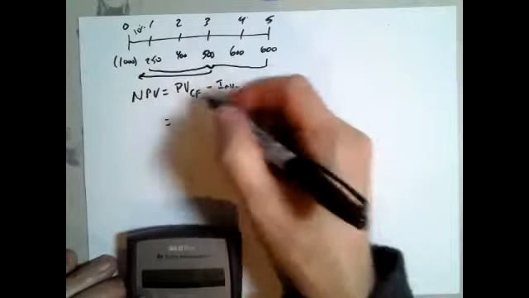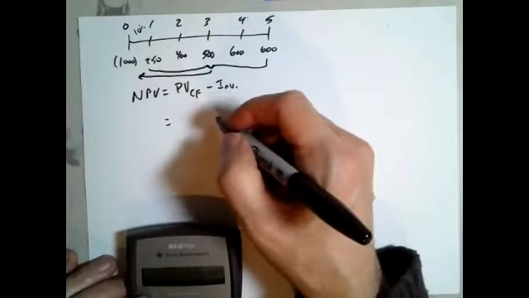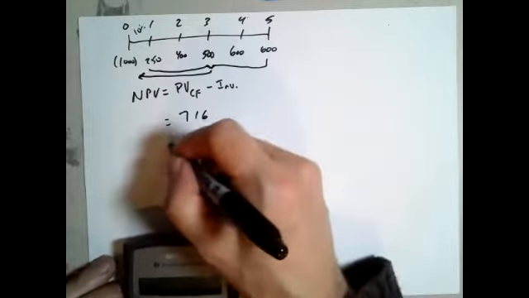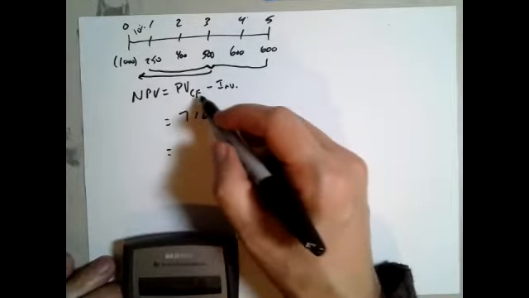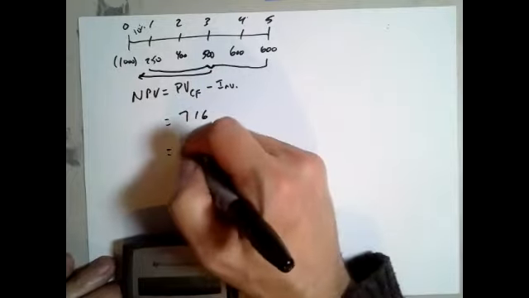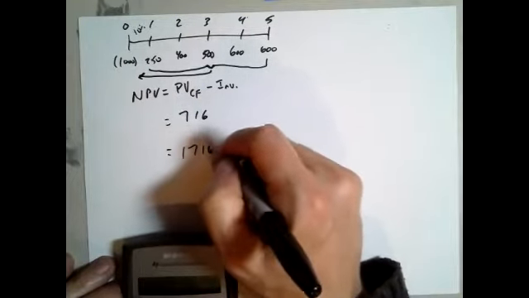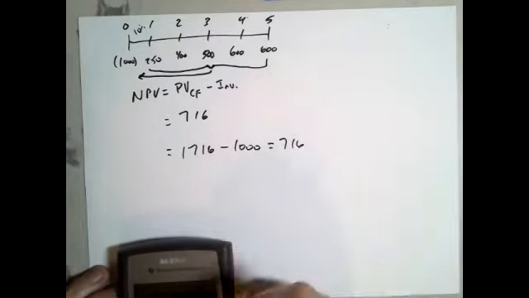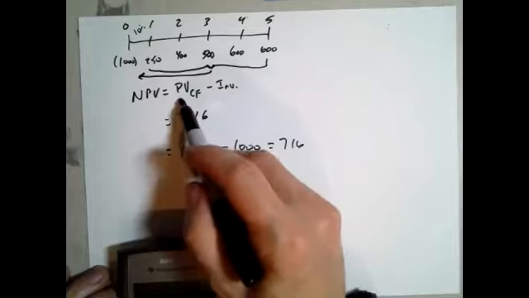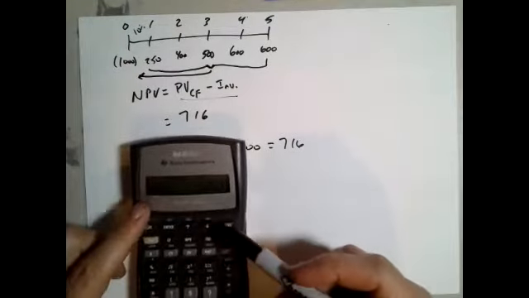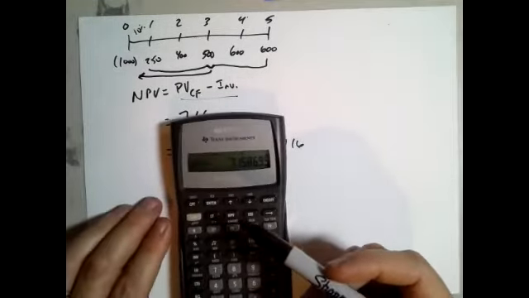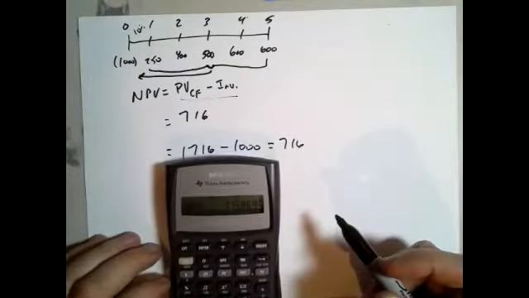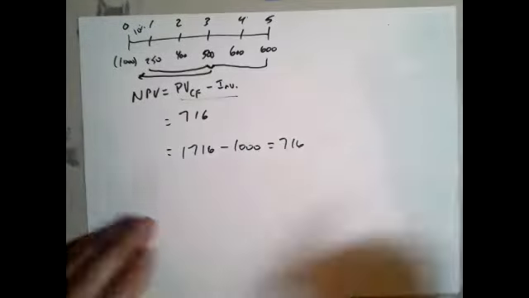So what is this telling me? Well, it's giving me the whole answer, which is 716. In order for me to plug that back in, what I need to do is add $1,000 back. So it's really 1716 minus 1,000 gives me 716. So the cash flow register, when you calculate NPV, does this calculation automatically for you.